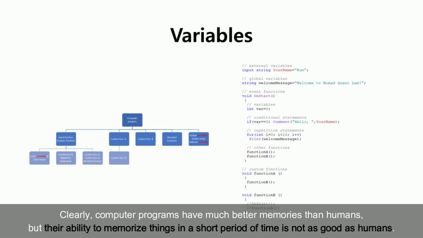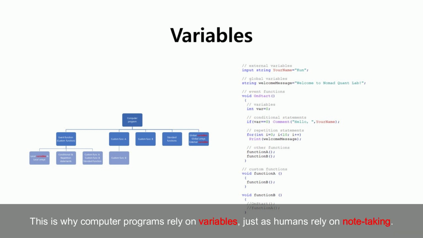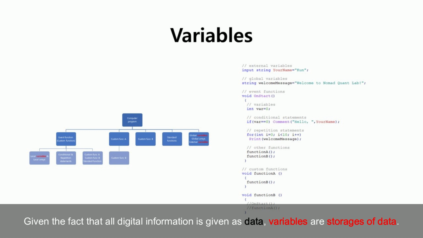Clearly, computer programs have much better memories than humans, but their ability to memorize things in a short period of time is not as good as humans. This is why computer programs rely on variables, just as humans rely on note-taking. Given the fact that all digital information is given as data, variables are storages of data.